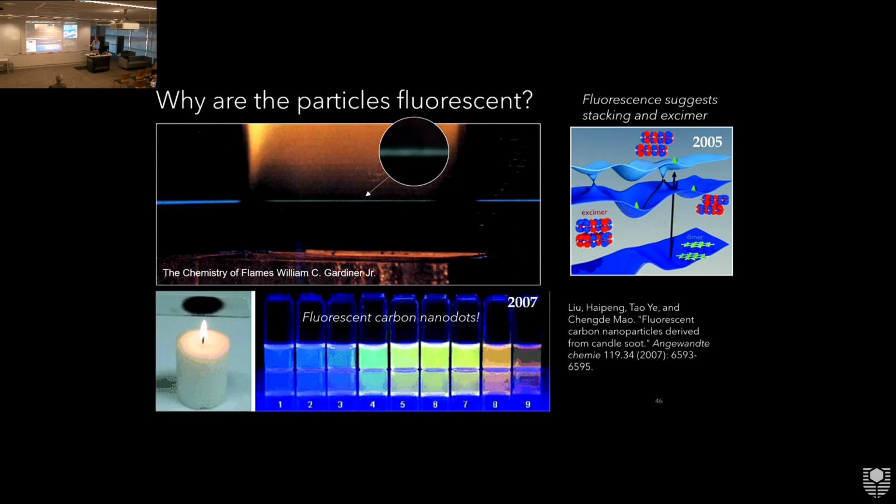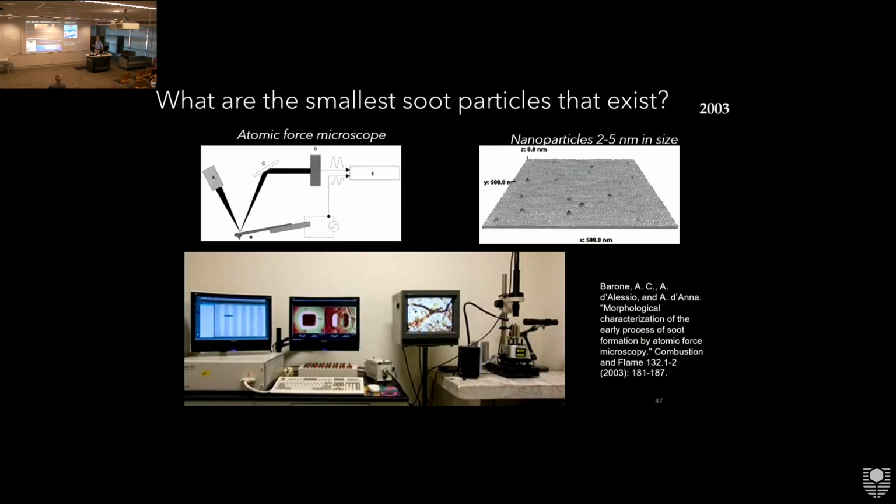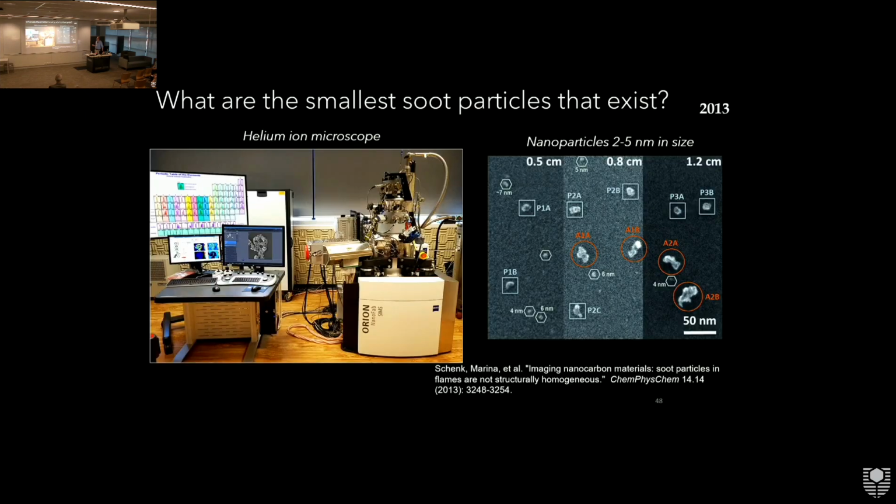And only in 2007, they were actually able to make a whole bunch of fluorescent dots out of candle flame, candle soot. And this has actually opened up a whole new area of making carbon nanodots for biomedical applications. So again, some new insights. So yeah, they're quite small. This is atomic force microscopy. And some helium ion microscopy, you can see these tiny little particles.